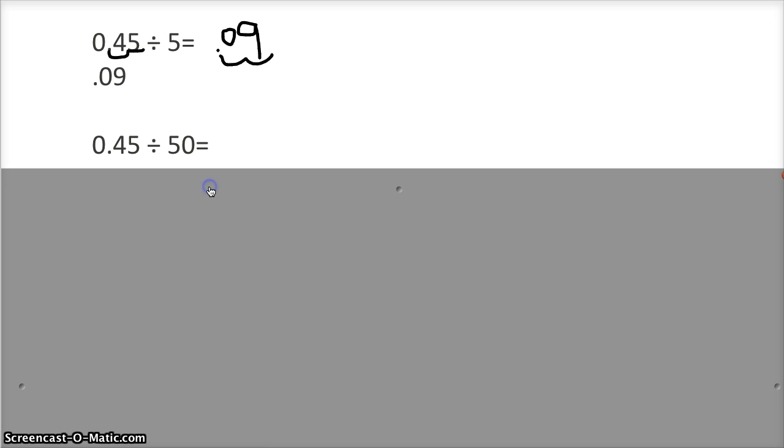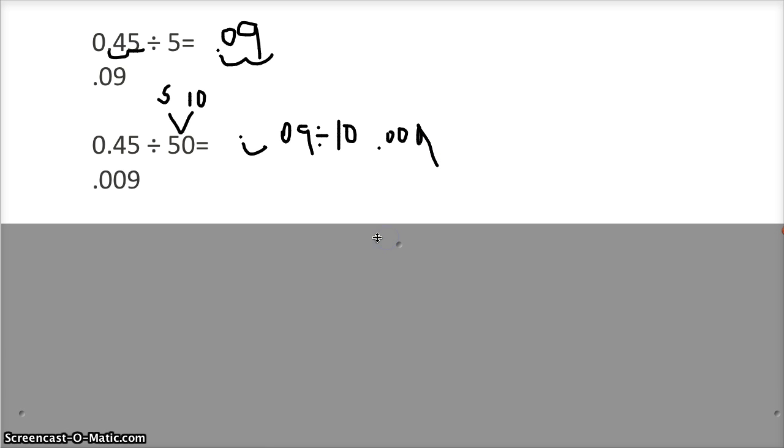Now if I take that one step further, then I'm taking this same answer and I'm moving it one more place, because this 50 is made up of a 5 and a 10. I'm going to take my answer from the previous problem, 9 hundredths, and divide it by 10, which means I'm just moving it again, one place over. So my answer is 9 thousandths. There we go, 9 thousandths.